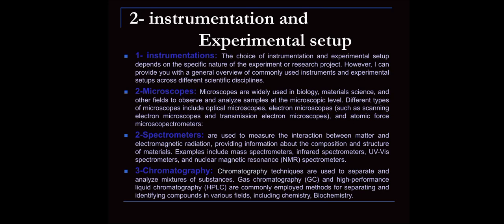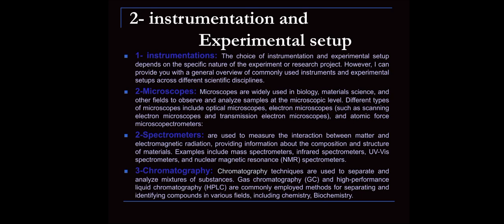Second, microscopes. Microscopes are widely used in biology, materials science, and other fields to observe and analyze samples at the microscopic level. Different types of microscopes include optical microscopes, electron microscopes such as scanning electron microscopes and transmission electron microscopes, and atomic force microscopes.